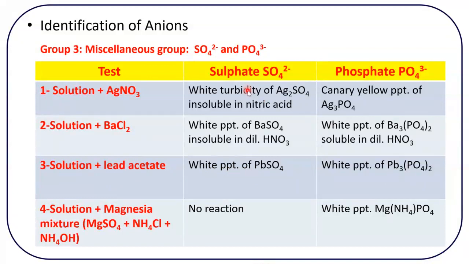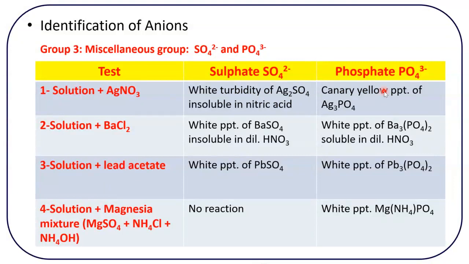So, for example, this one you cannot use to differentiate between sulfate and phosphate. But you can differentiate between them using this test, the reaction of the solution with silver nitrate. Here you have white turbid precipitate, but in case of phosphate, you will see yellow precipitate.